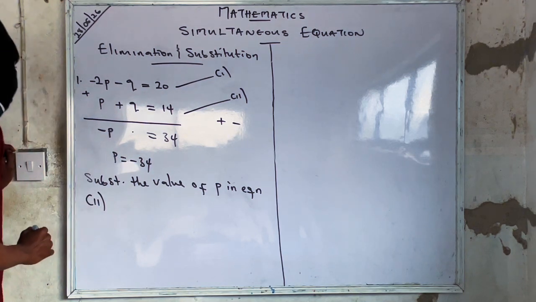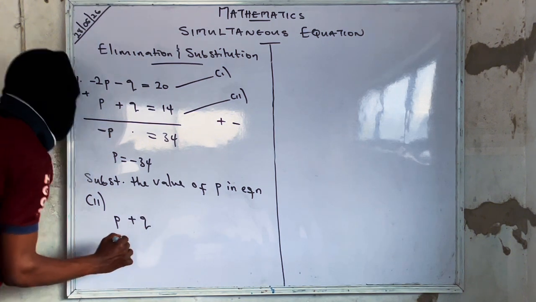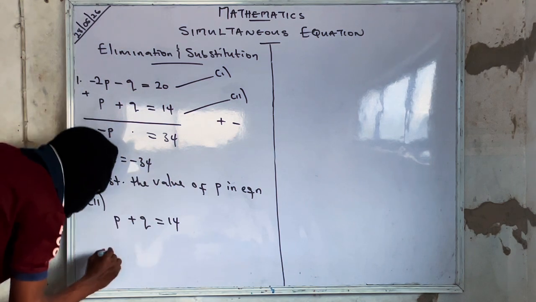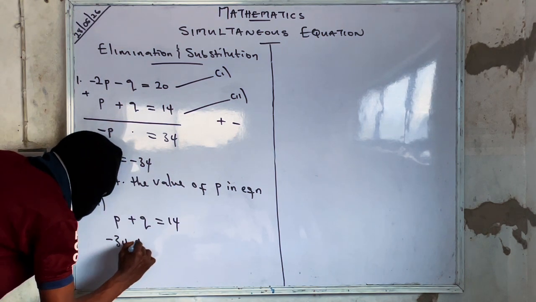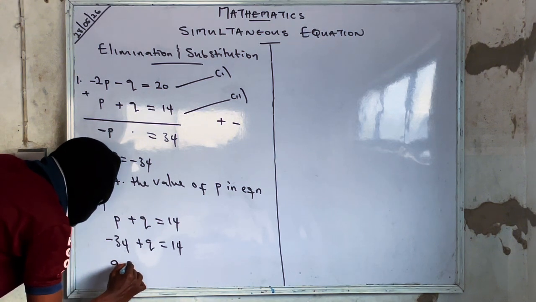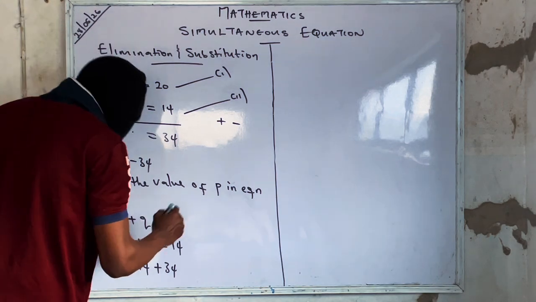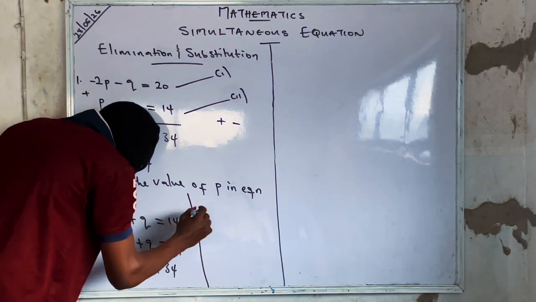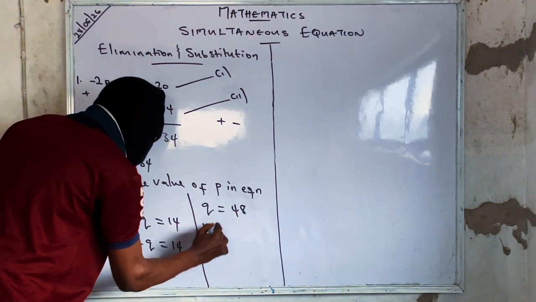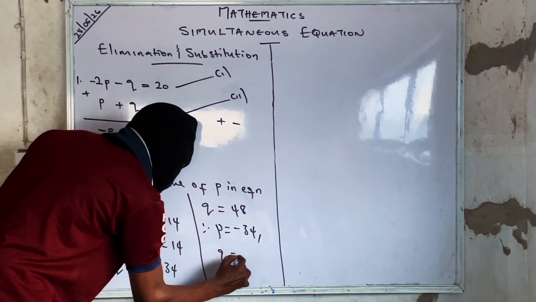Now if you look at your equation 2, you have P plus Q equals to 14, and your P is minus 34. So you have minus 34 plus Q equals to 14. Then you have Q equals to 14 plus 34. Then you can answer that your Q is equal to 48. Now therefore your P is equal to minus 34, and Q is equal to 48.